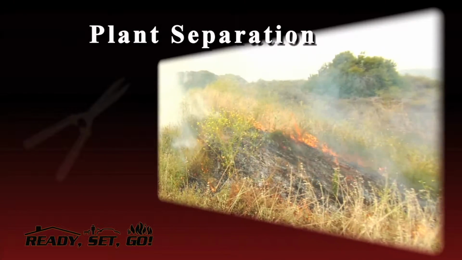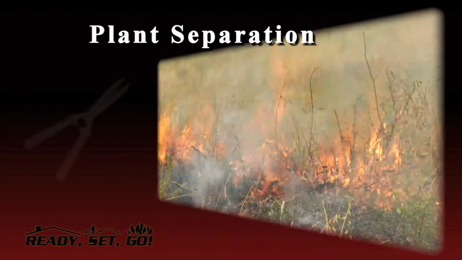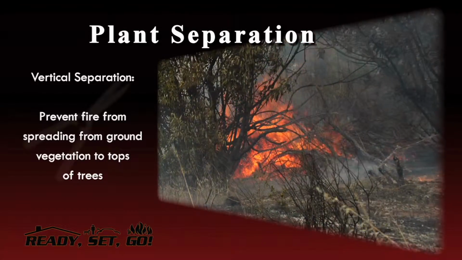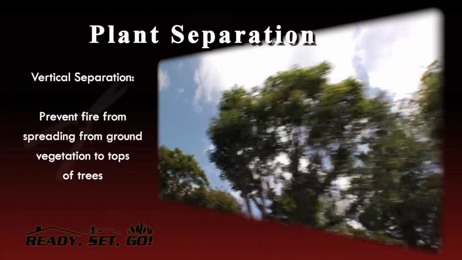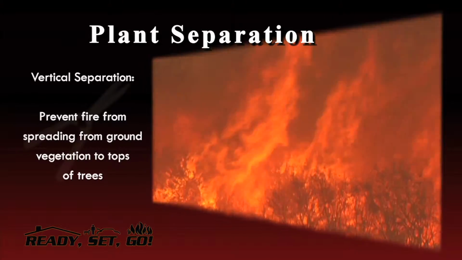Most wildfires start as surface or ground fires. The primary goal of vertical separation is to prevent fire from spreading from ground vegetation to the tops or crowns of trees where it can jump from crown to crown ahead of the ground fire.